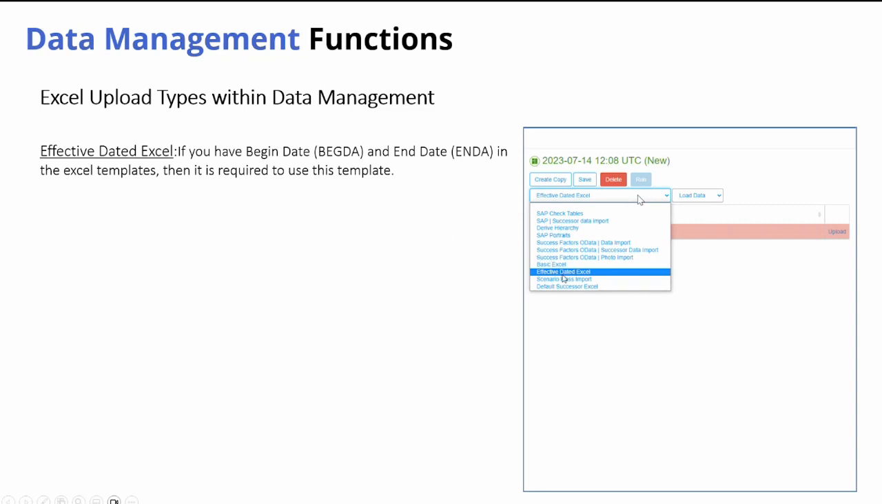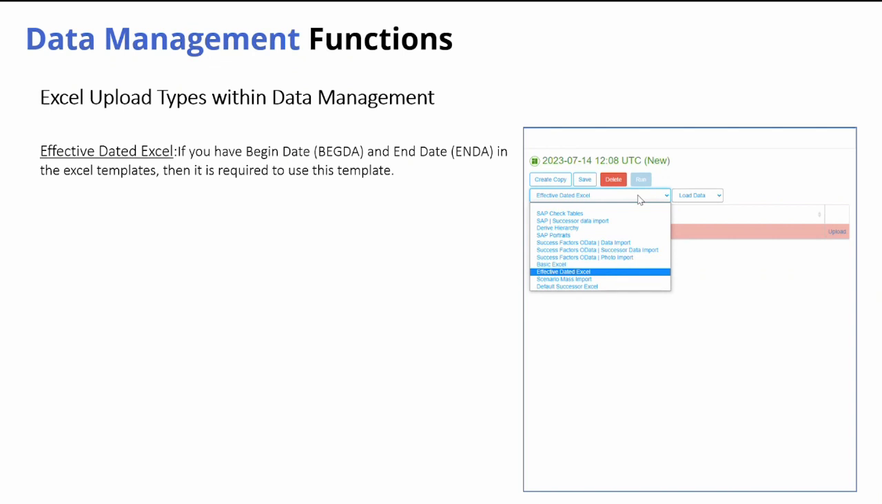Again, if you have enabled the effective dated functionality within the application and have beginning and end dates, then it creates a number of snapshots of the data for the defined time intervals. If the effective dating functionality is not configured, then it creates a single snapshot of the data using your current date. Just to reiterate, this is the most commonly used template, which is Effective Dated Excel. And there are other Excel templates which are not necessary to be used.